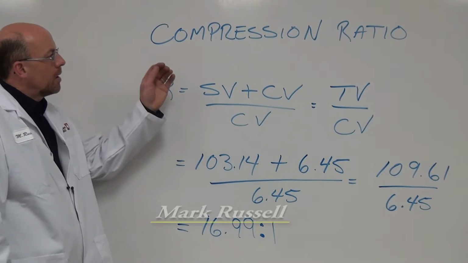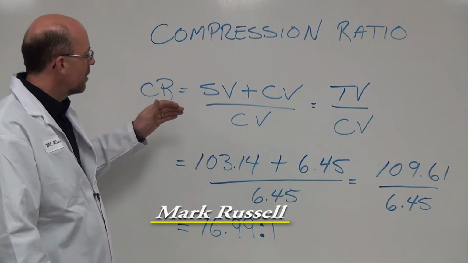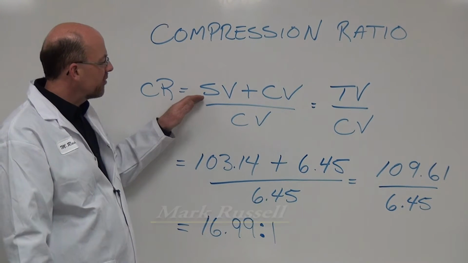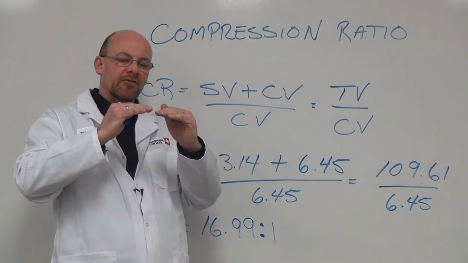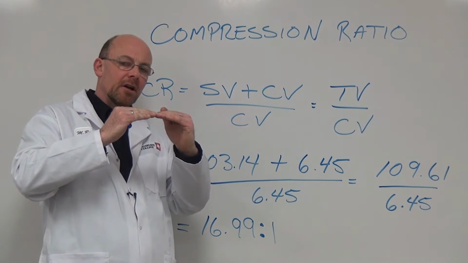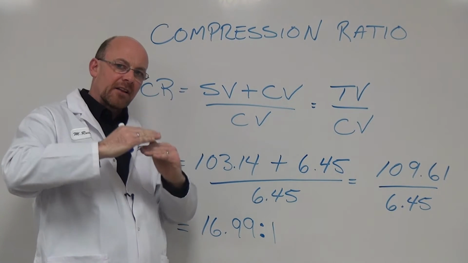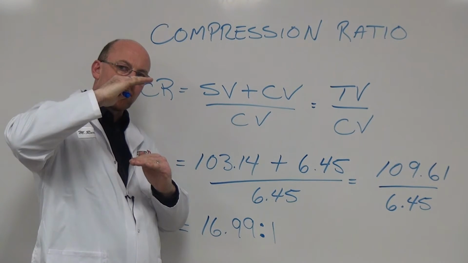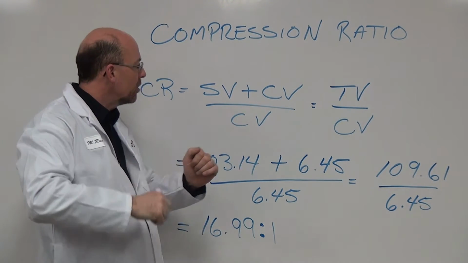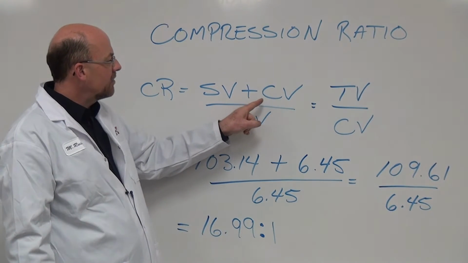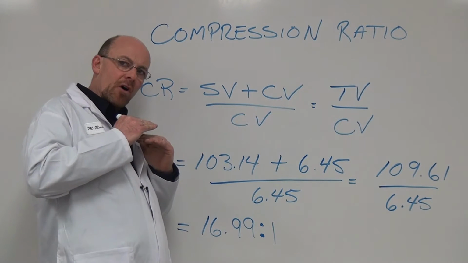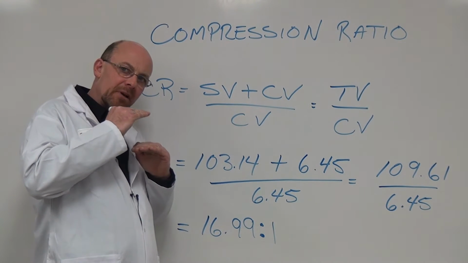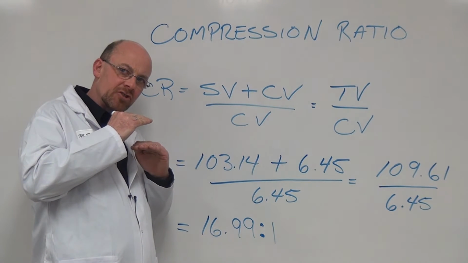Compression ratio. When we talk about the compression ratio, the formula we're using here is the swept volume. That's the amount of air that's displaced from bottom dead center to top dead center. That's that sweeping volume that we're displacing as the piston moves. Then we actually add in the clearance volume. The clearance volume is any volume that's above the top of the piston to make up the combustion chamber.